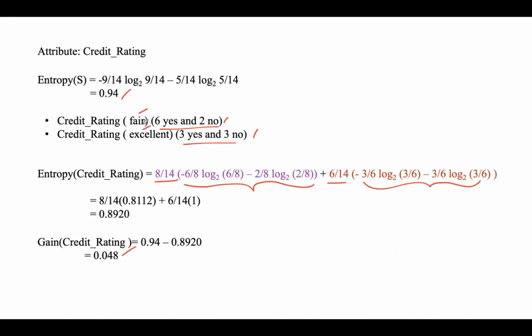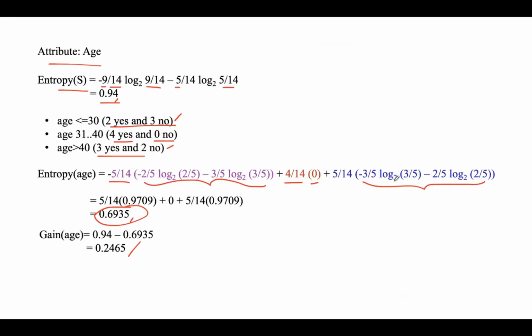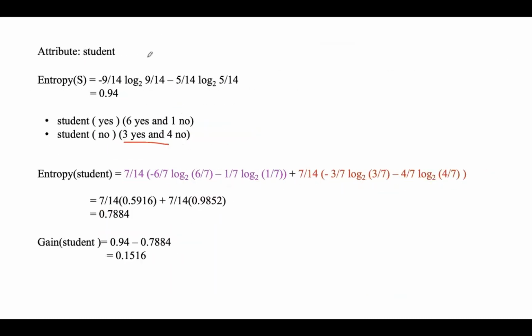Next, student yes. The remaining are student yes: 1, 2, 3, 4, 5, 6, so 6 yes and 1 no. Yes, 6 yes and 1 no.